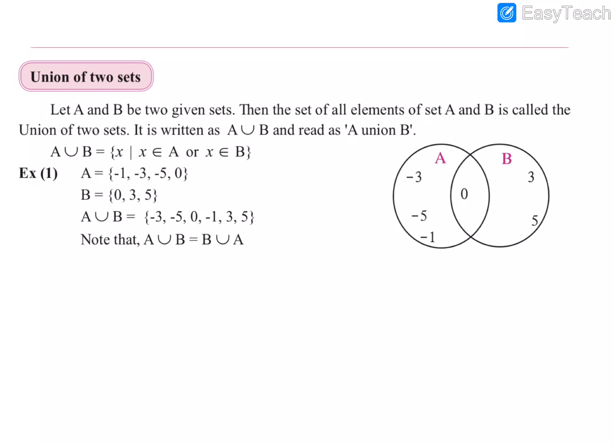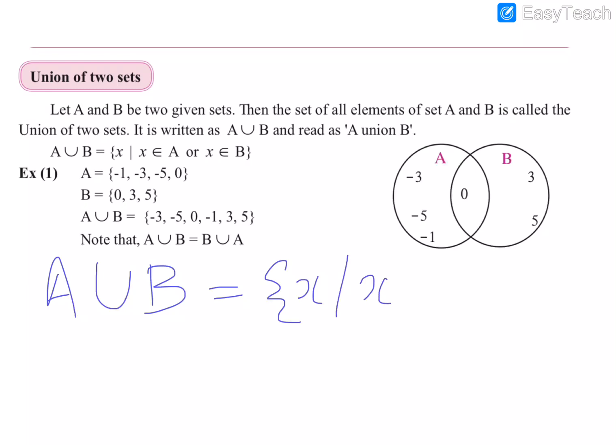So the next topic is union of sets. What is the union of sets? If A and B are two sets, then the set of all elements of sets A and B is called the union of the two sets A and B, written as A union B. It is a set of elements x such that x is either an element of A or x is an element of B. So A union B is the set of all elements of sets A and B.